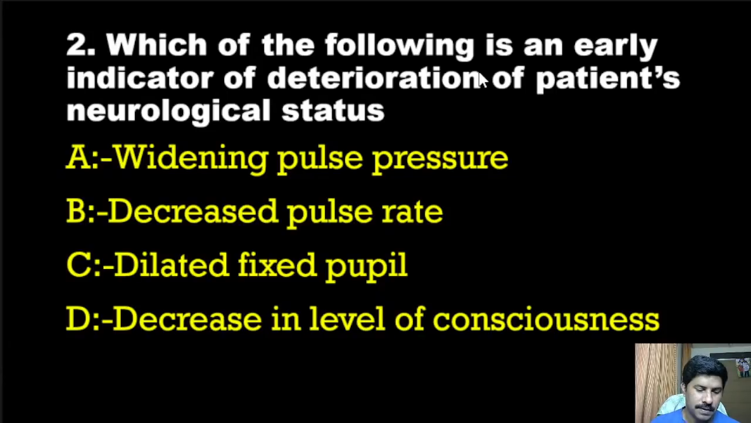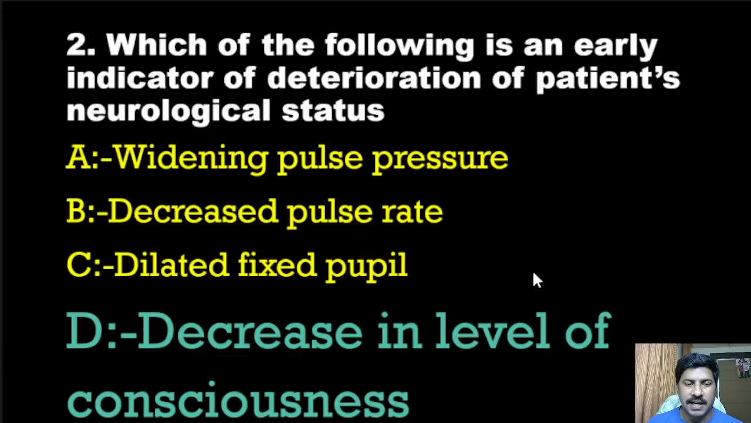The correct answer is option D, decreased level of consciousness. The early indication of deterioration in the neurological status is a decrease in the level of consciousness, which we assess through the Glasgow Coma Scale. We assess the motor response, eye response and verbal response, and we can assess the decrease in the level of consciousness in GCS.